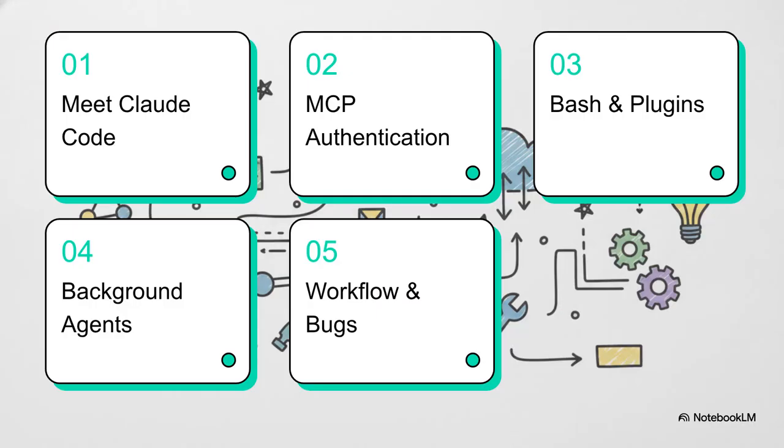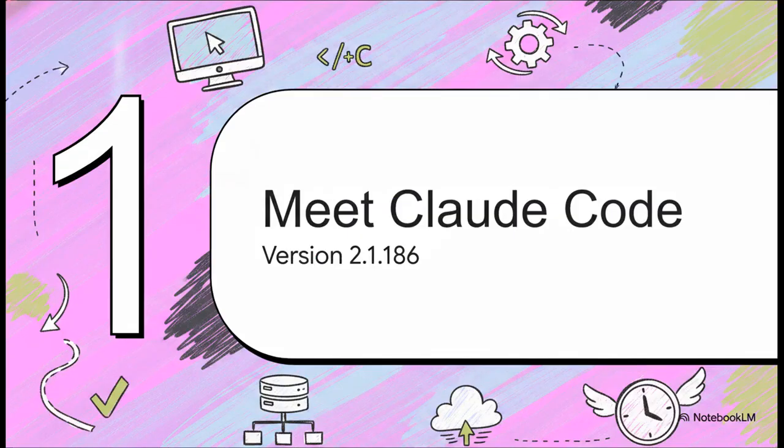Here's our roadmap for the explainer. First, we'll meet version 2.1.186. Then, we'll look at frictionless MCP authentication, followed by bash and plugin enhancements. After that, we'll check out how background agents are getting upgraded, and finally, we'll wrap up with the workflow fixes and squashed bugs. All right, Section 1.